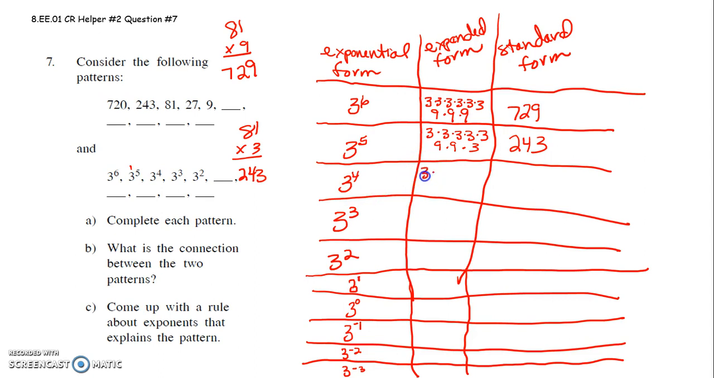Let's do 3 to the 4th. 3 times 3 times 3 times 3. That's 9 times 9. That's going to get us to 81. Yes, I think this is a misprint. Or I did something wrong with my multiplication, but I think this is a misprint.